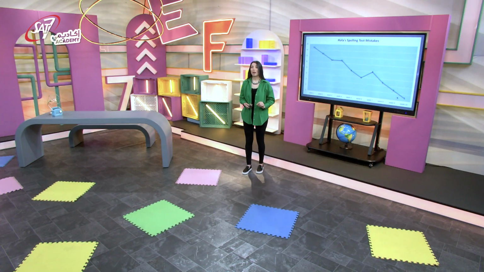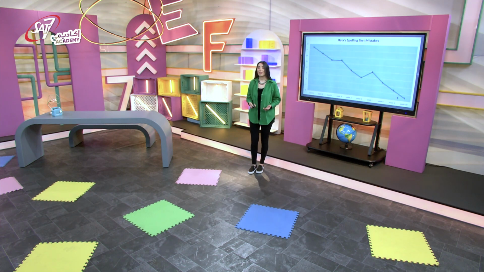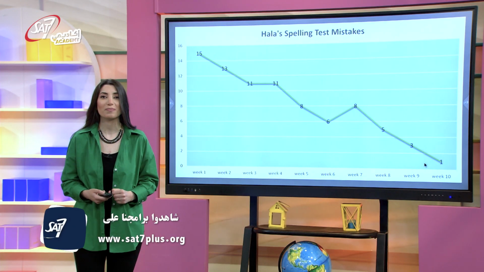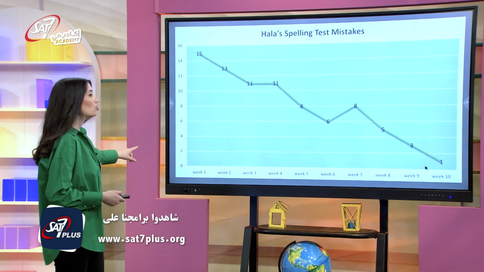The teacher recorded the number of mistakes Hala made over 10 weeks of time in a line graph. Based on this line graph, try to come up with sentences that begin with "I notice." What do you notice? The horizontal line shows the number of weeks, and the vertical axis, the vertical line, shows the number of mistakes made. What kind of information does this graph reveal?